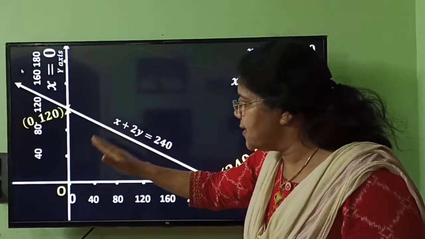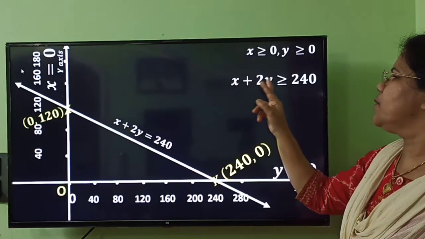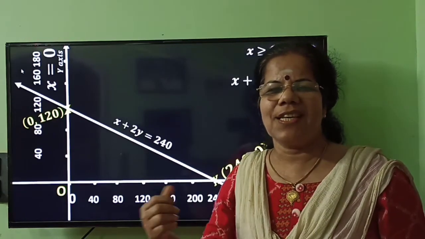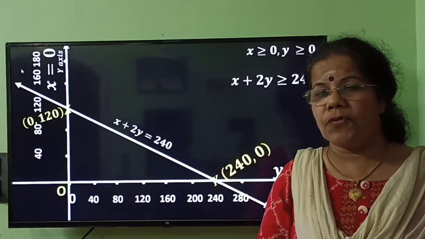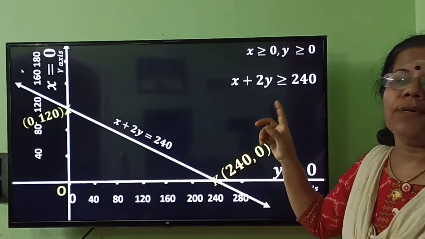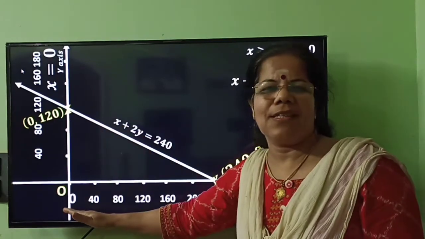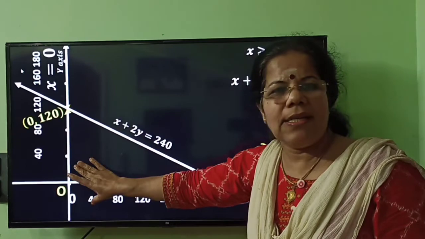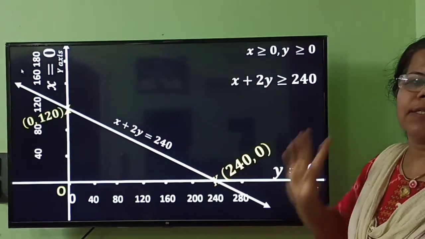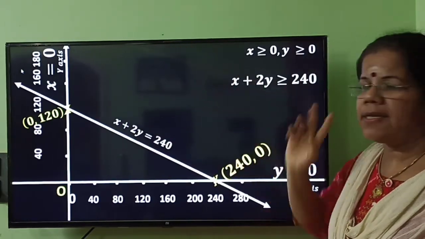So whether this region or this region, take the point 0, 0 and substitute here: 0 plus 0, is 0 greater than or equal to 240? First time you are getting one such example. Is 0 greater than 240? No, 0 is less than 240. So the origin is not in the required region, so this is not the region in this case. So the other region is x plus 2y greater than or equal to 240. This is our required region.